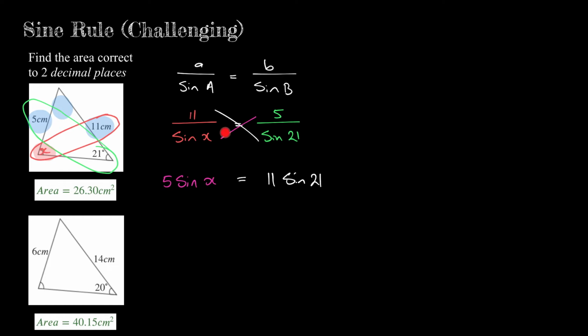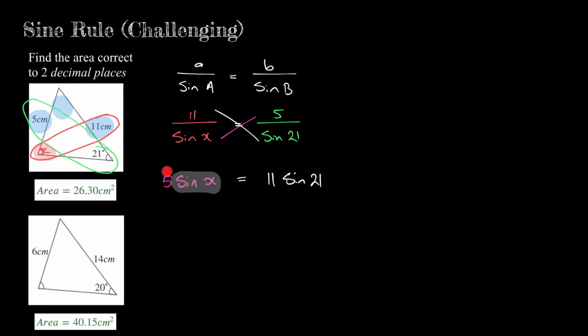So all I've done is I've cross multiplied. I multiplied the two of them together to get 5 sine of x, and I multiplied the two of them together to get 11 sine 21. I'm just going to see there, my goal is to find out what x is equal to. I'm just going to highlight this here so that I can make some observations. So I want to get x by itself.